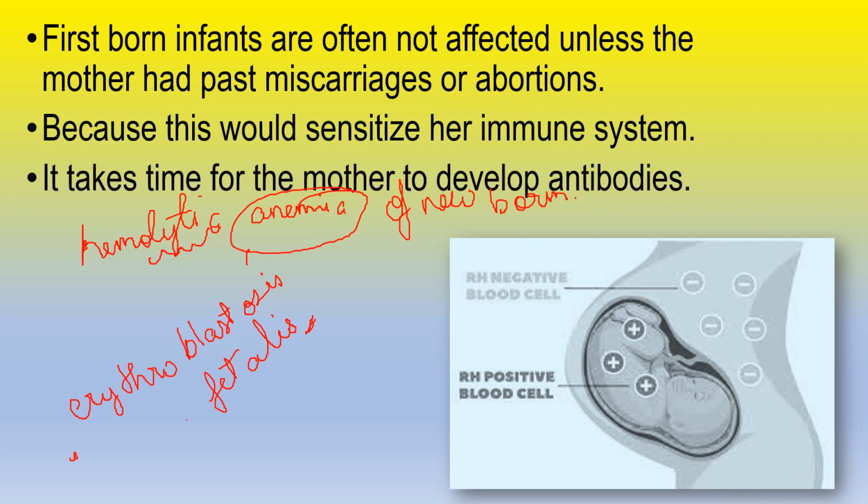So here you can see the baby is Rh positive. The mother was Rh negative. The firstborn infants are often not affected if the mother does not have any history of miscarriage or abortions. Then the firstborn infant is not going to be harmed, even if it is an Rh positive baby and the mother is Rh negative. During this time period, the immune system is getting sensitized, and it takes a long time for the mother to develop the antibodies. So I hope you understood this topic. Thank you.